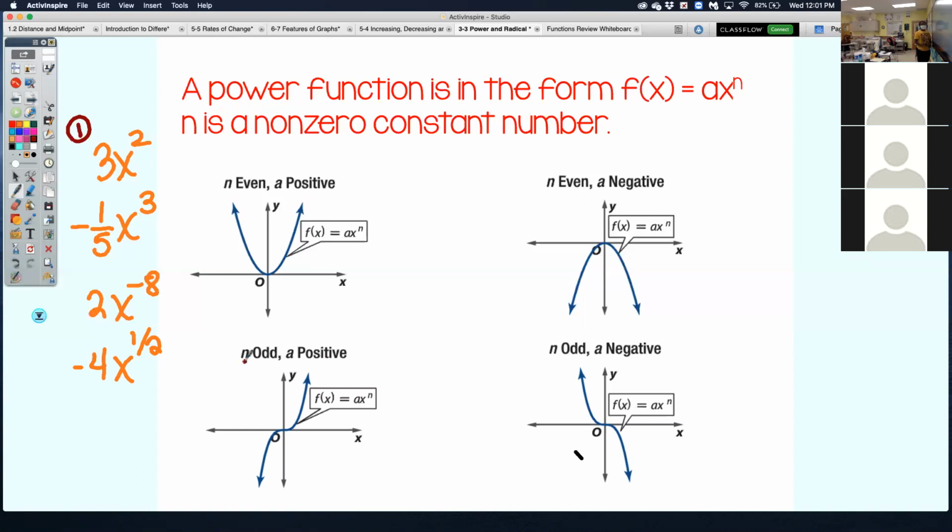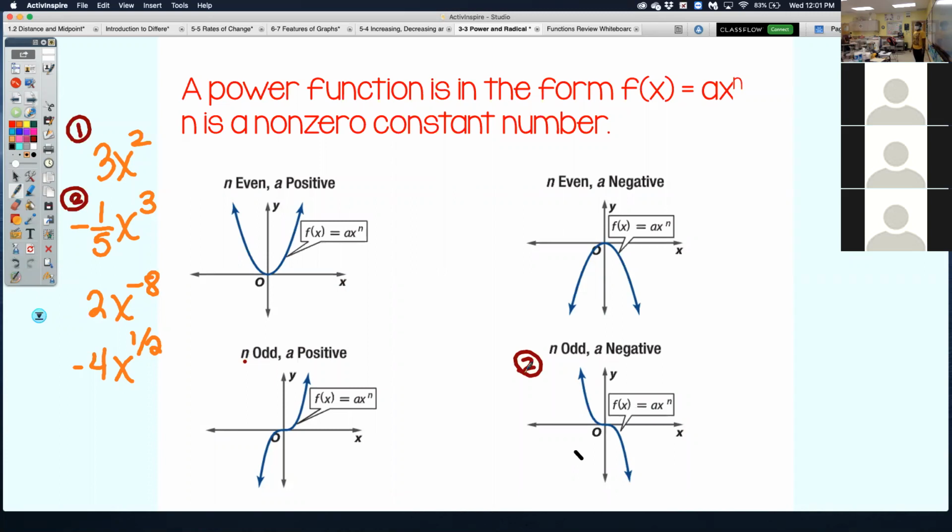However, if n is odd, your exponent is odd, and a is positive, then it's going to look like so, where the right side is going to go up and the left side is going to go down. But if n is odd and a is negative, it's going to be the opposite. The left side is going to be pointing up and the right side is going to be pointing down. So like in example 2, where I have a negative 1/5 x to the third, the exponent is odd, so it's going to be one of these two. And since a is negative, it's going to look more like that graph.